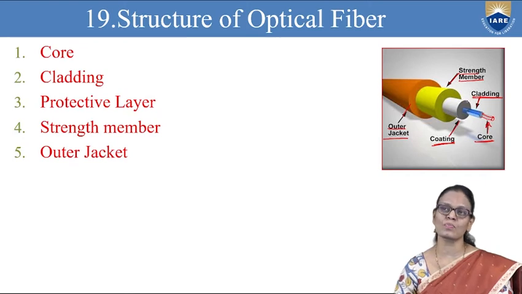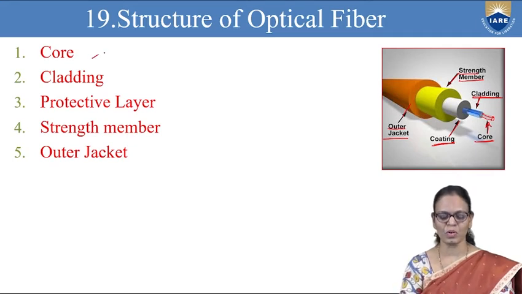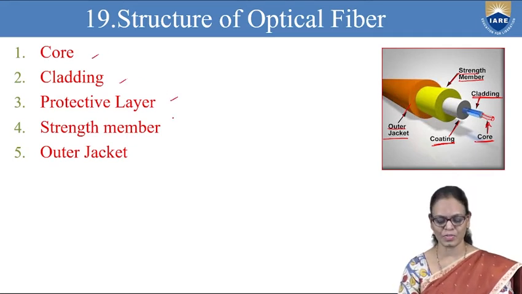So our focus will be majorly on core and cladding, their diameters as well as their refractive index. So the rest of all are for strength and protection. So we have the core, the cladding, the protective layer, the strength member and the outer jacket.